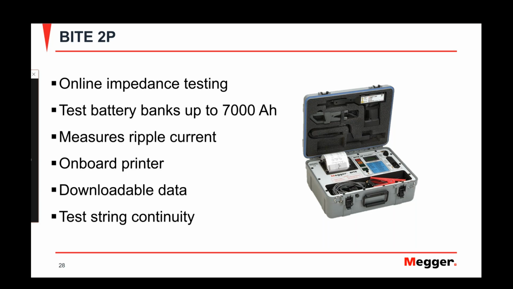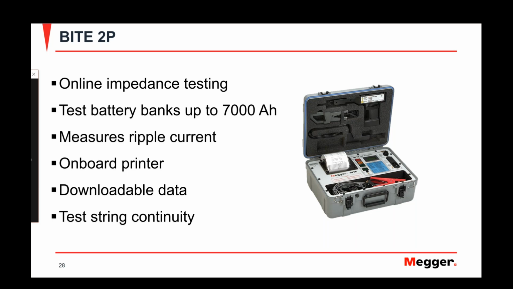Another feature that sets the BITE 2P apart or makes it unique is that it has an onboard printer. After you record your measurements, you can configure the instrument to print your results and evaluate these before you ever leave the job site. This is really helpful to make sure that the data that you have is quality data. And if you need to go back and remeasure anything or do any kind of investigation before you leave the job site, you can do that. You can also configure the unit to download your test data using PowerDB if you choose to evaluate your batteries that way.